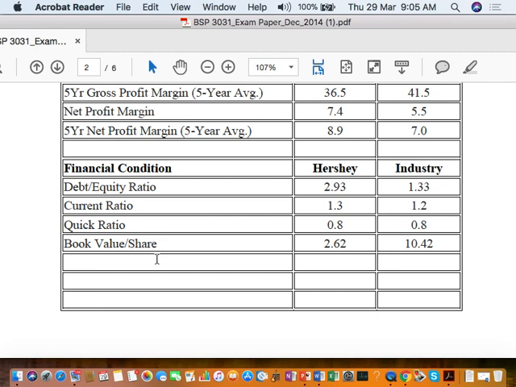How do you assess the profitability of Hershey against the industry in this question? You said they have a good net profit margin? Hershey is 7.4 for the net profit margin, industry 5.5. And then for the 5-year net profit average, Hershey is 8.9 and the industry 7.